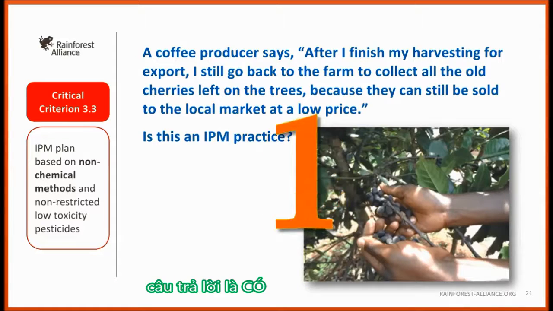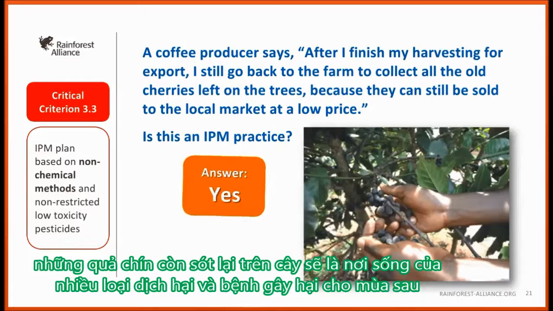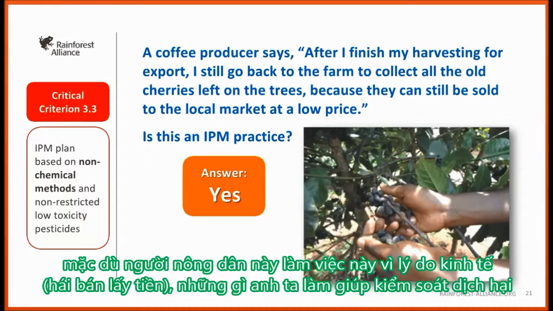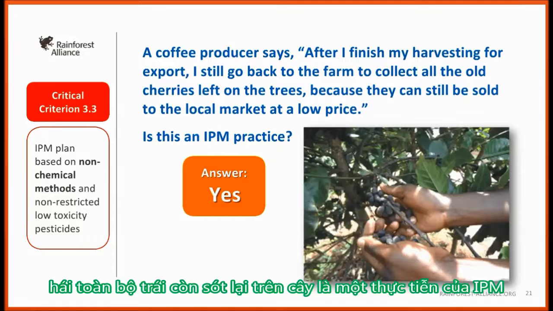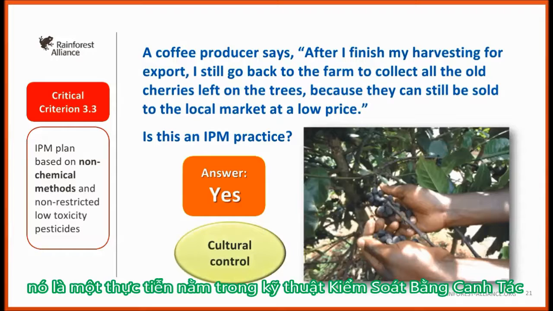The answer is yes. The old cherries left on the trees host all sorts of pests and diseases, which will affect the next harvest. Although the farmer is conducting this practice for an economic reason, what he is doing helps control pests and diseases. Removing old cherries is an IPM practice, and it's a cultural control.